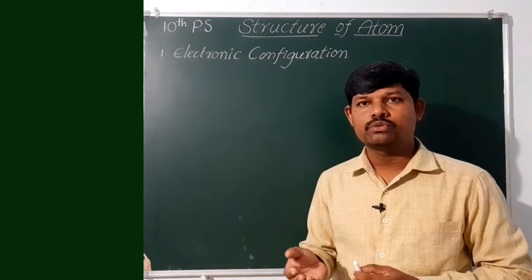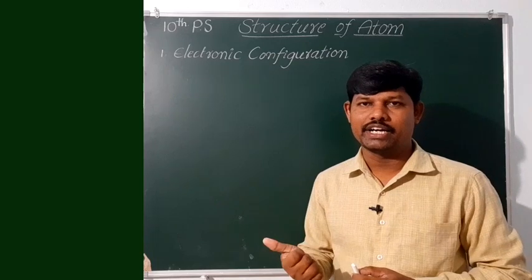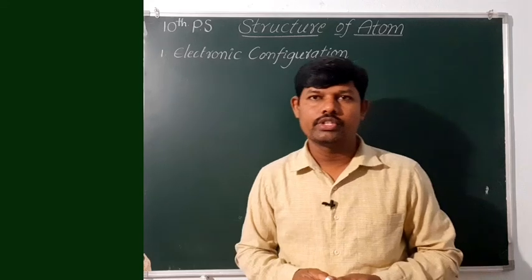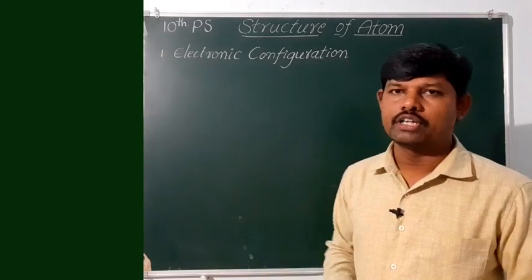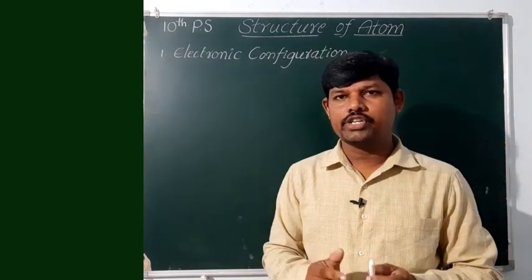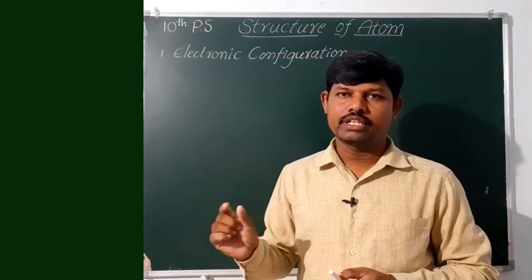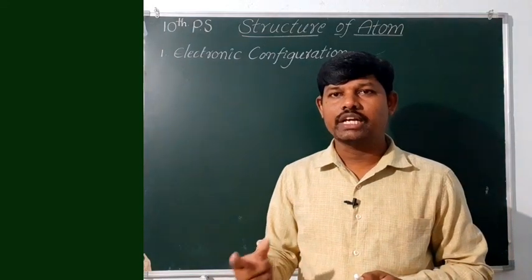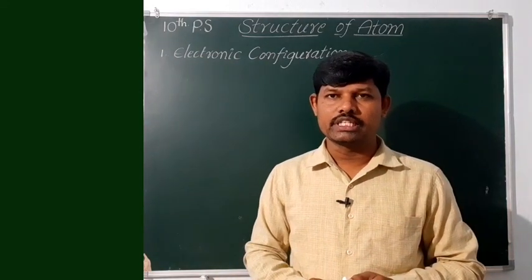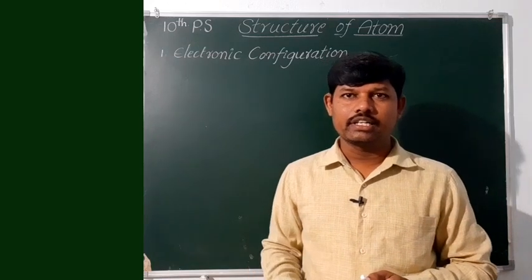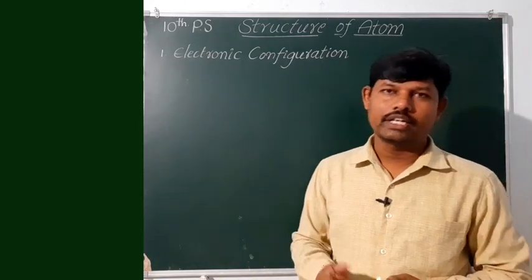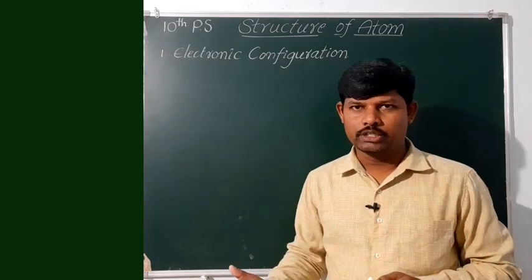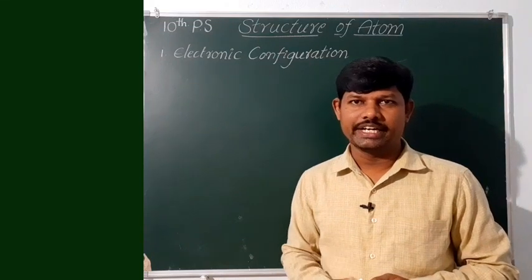What information do we get by understanding this electronic configuration? The distribution of electrons in various orbitals provides understanding of the electronic behavior of an atom. That means how the electrons behave in their atoms we can understand by observing this electronic configuration, and as a result we can guess the reactivity of the atoms. So by observing this electronic configuration, we can identify whether the atom is more reactive or less reactive.